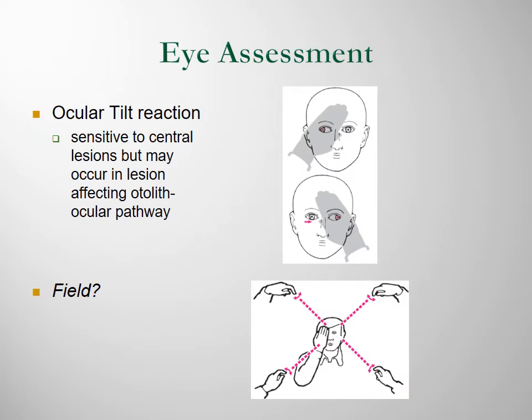Eye assessment, ocular tilt reaction. This is sensitive to central lesion but may occur in lesion affecting the otolith ocular pathway. By putting one hand on one eye and looking abruptly for the movement of the other if we remove our hands. Also, we can check for the field of vision.